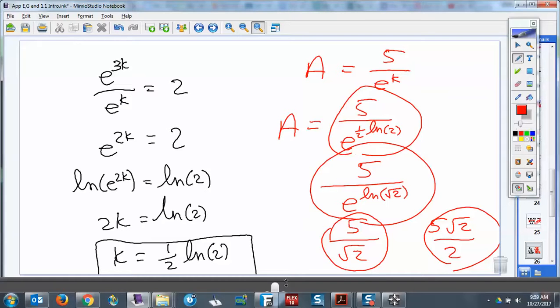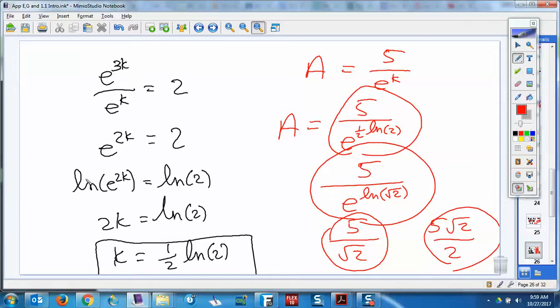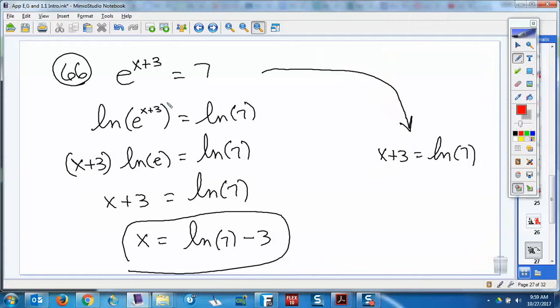So we'll see it routinely from time to time, and we'll get better at it as we go. All right, and then I'd just comment on 66. This just shows if you have some other stuff up in the power, doesn't matter, do the ln on both sides, and then you can bring the x plus 3 down. ln e is just 1, and then subtract 3. It's not a big deal.